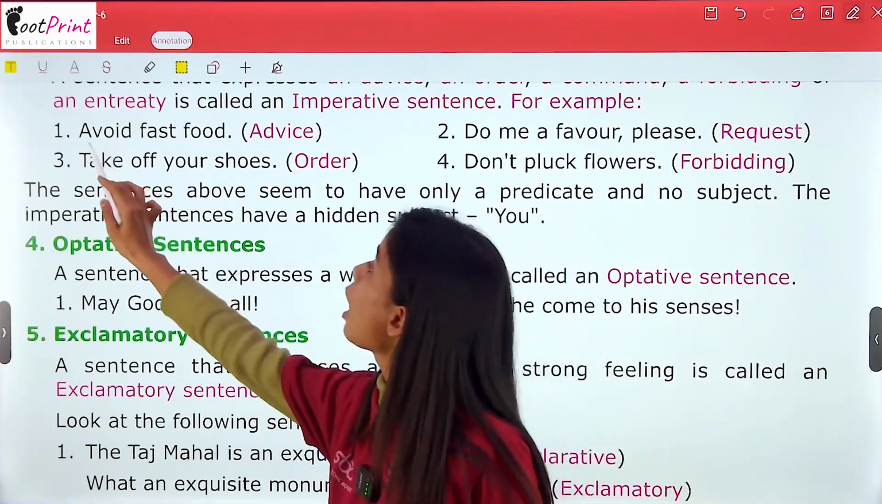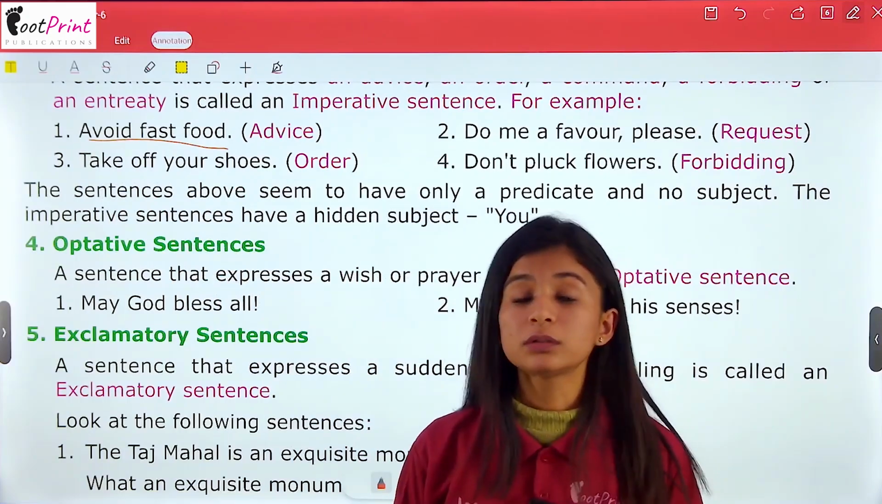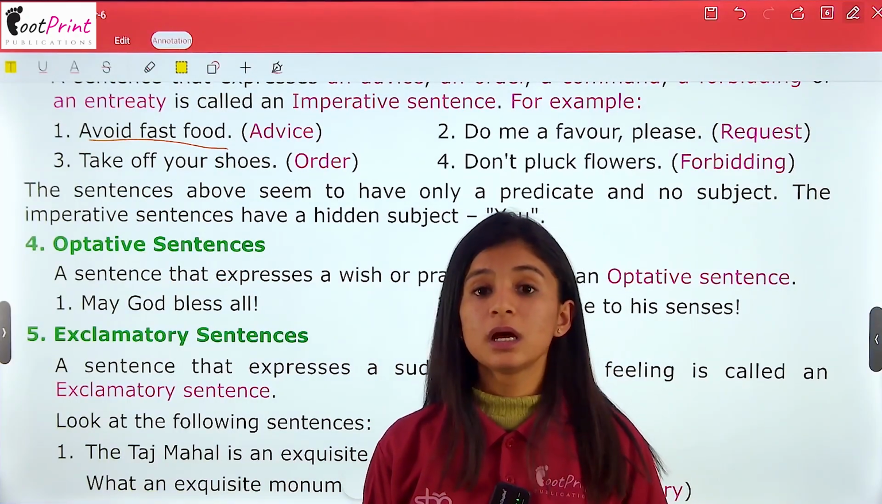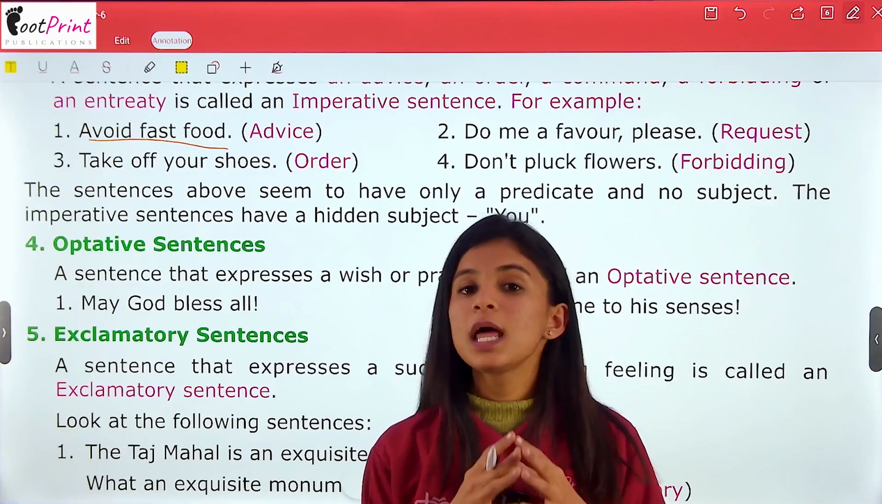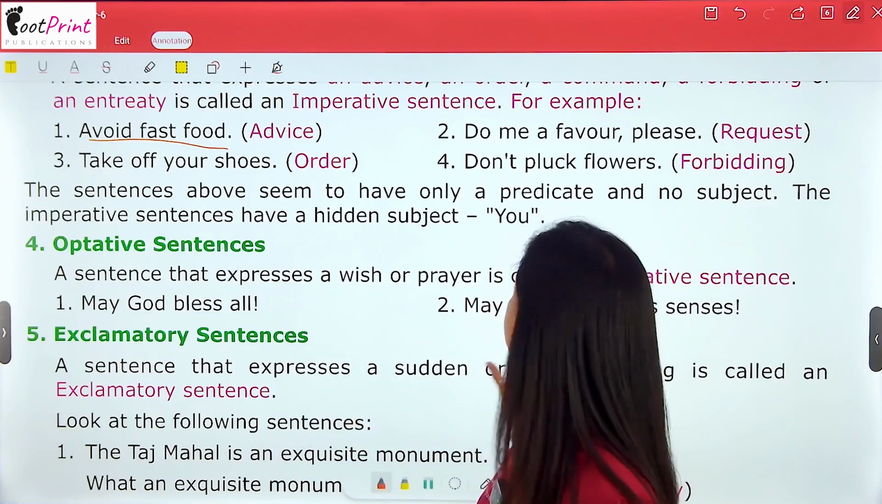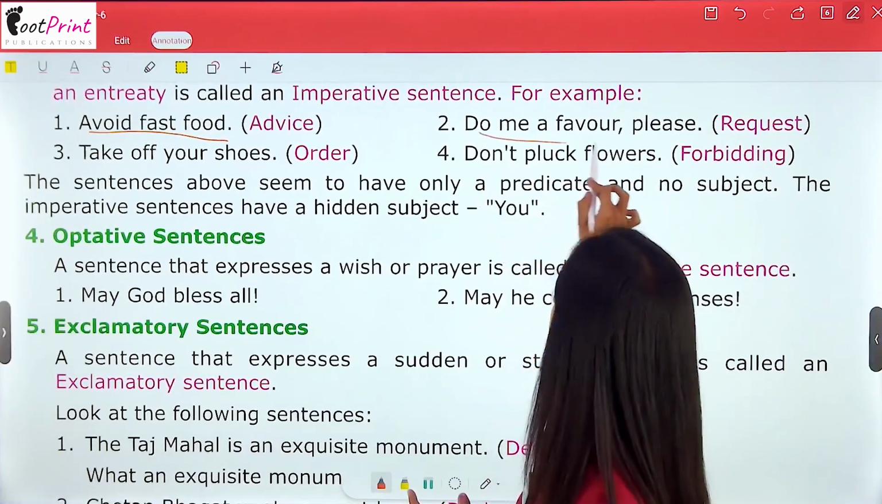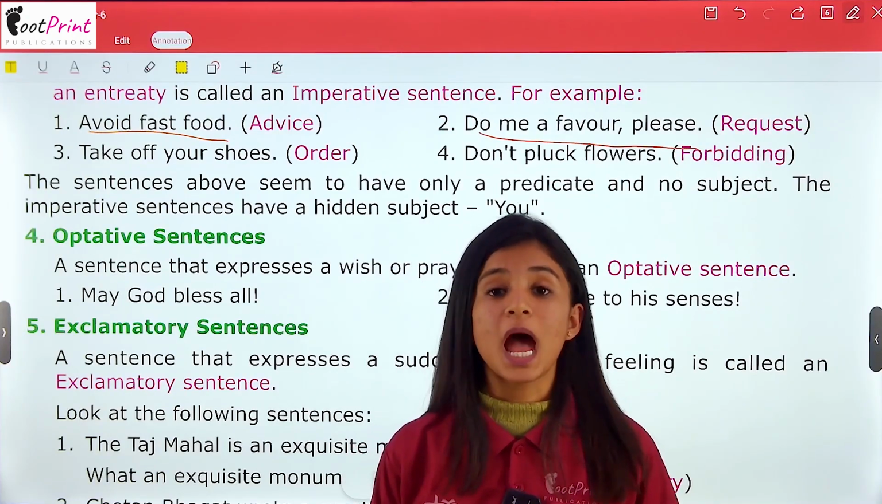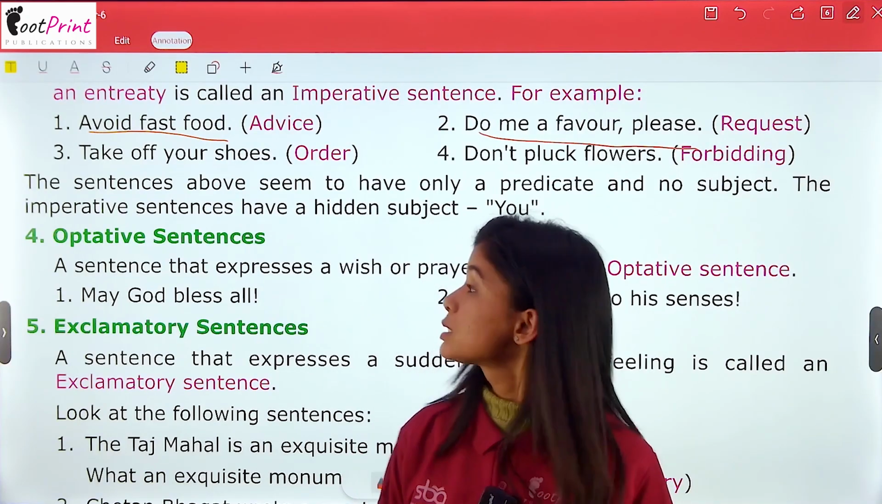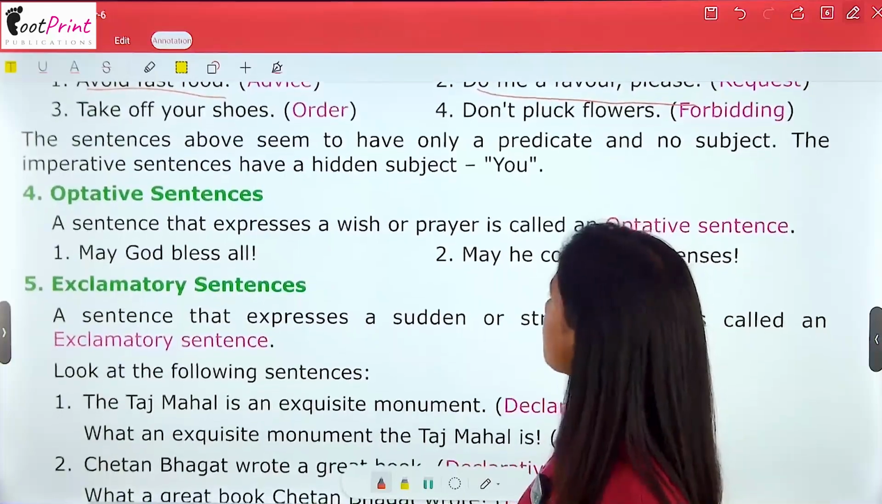For example, avoid fast food. This is an advice, because avoiding fast food will definitely cause less harm to the health. Do me a favor, please. This is a request. When you are asking for a request, you would say, do me a favor, please.